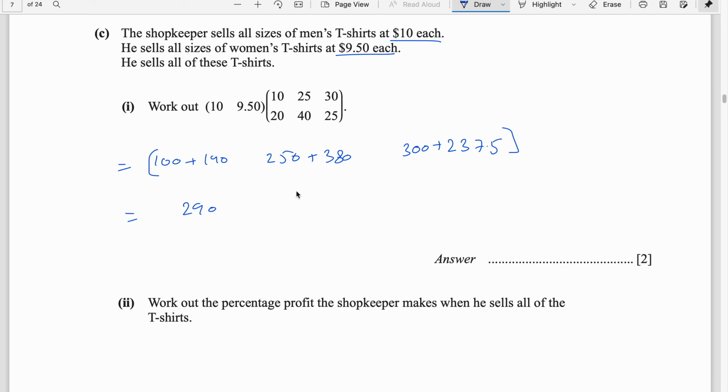So 290, 630 and 537.5. So this is small, medium and large. 290, 630, 537.5.